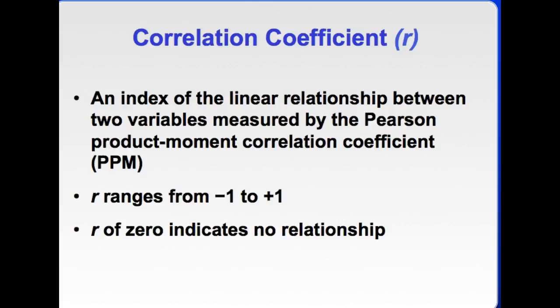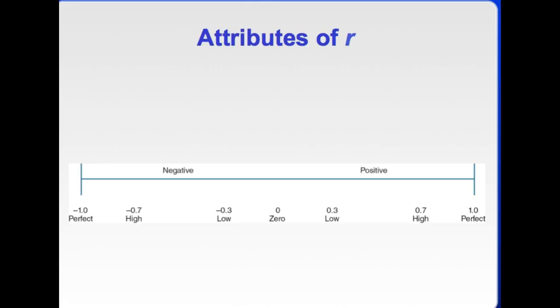Correlation coefficient. An index of the linear relationship between two variables measured by the Pearson product moment correlation coefficient. R ranges from -1 to +1. R of 0 indicates no relationship. And again, remember when we refer to R, that is the correlation coefficient. Here's positive.